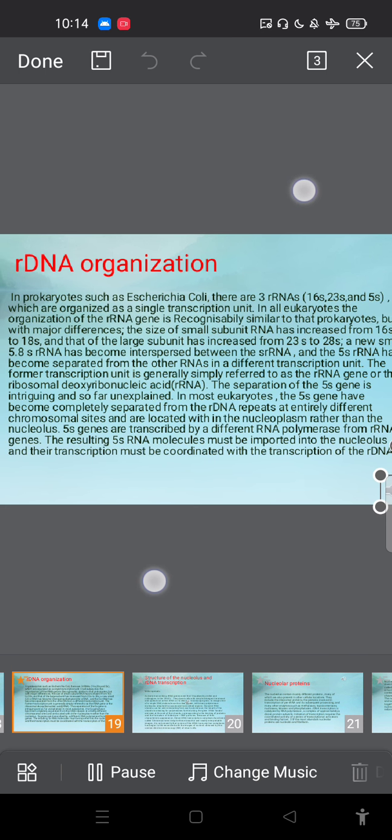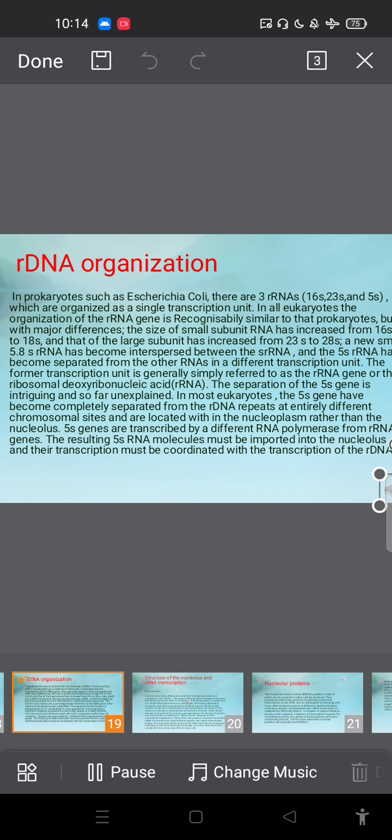The next one is the rDNA organization. In prokaryotes, such as Escherichia coli, there are three rRNAs, 16S, 23S, and 5S, which are organized as a single transcription unit. In all eukaryotes, the organization of the rRNA gene is recognizably similar to that in prokaryotes, but with major differences.